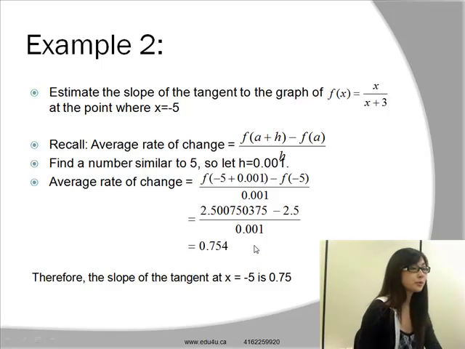Now let's take a look at example 2 from your learning resources. It asks us to estimate the slope of the tangent of the graph of f of x equals x over x plus 3 at the point where x equals negative 5.